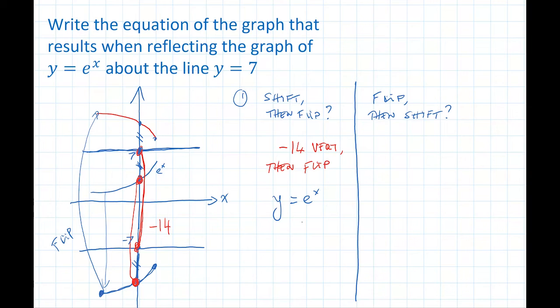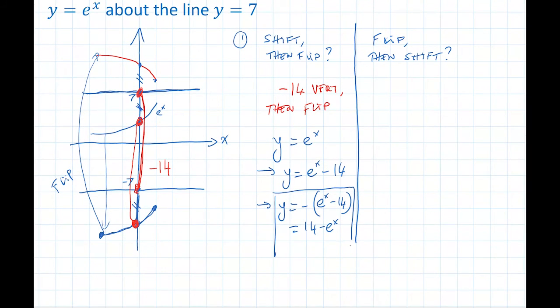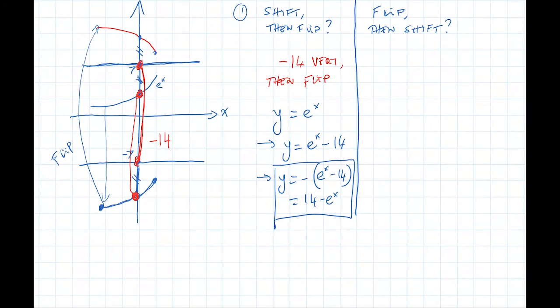I started with y equals e to the x. I go -14 vertically, so that gets me y equals e to the x minus 14. And then I flip vertically. Flipping vertically means multiplying the y by -1. So that gets me to y equals minus all of this, which is 14 minus e to the x.